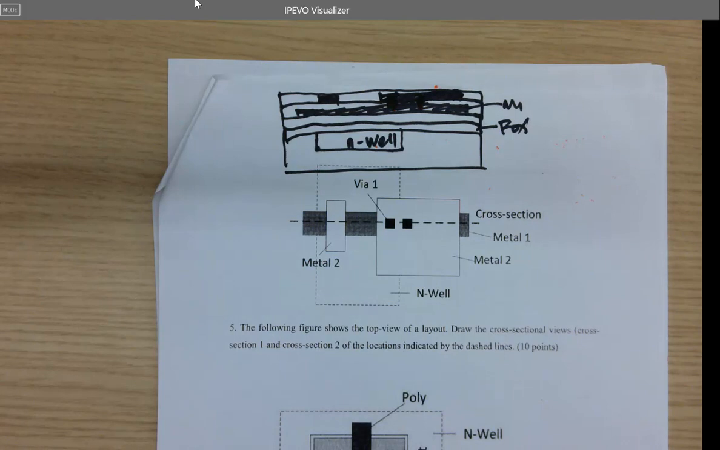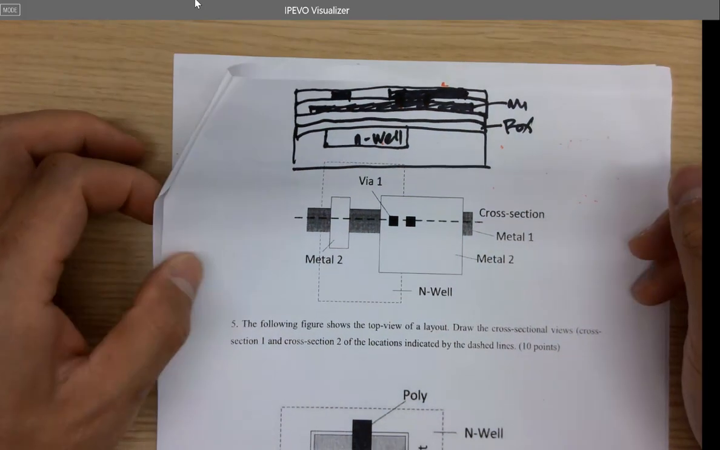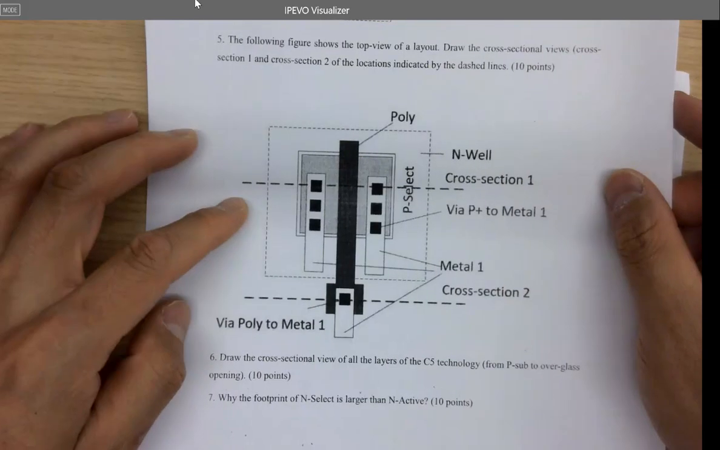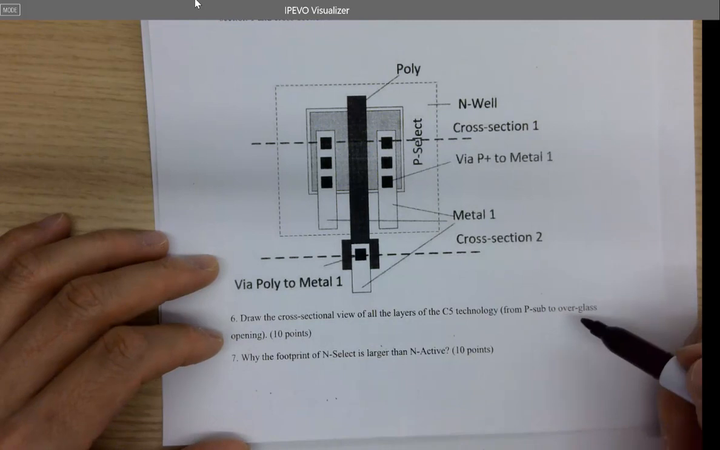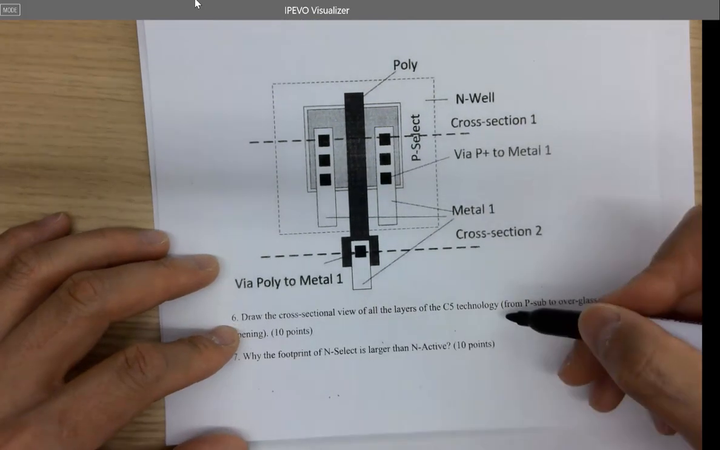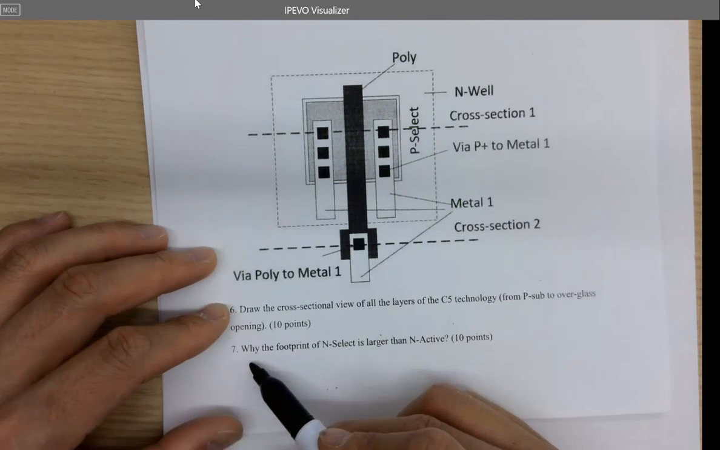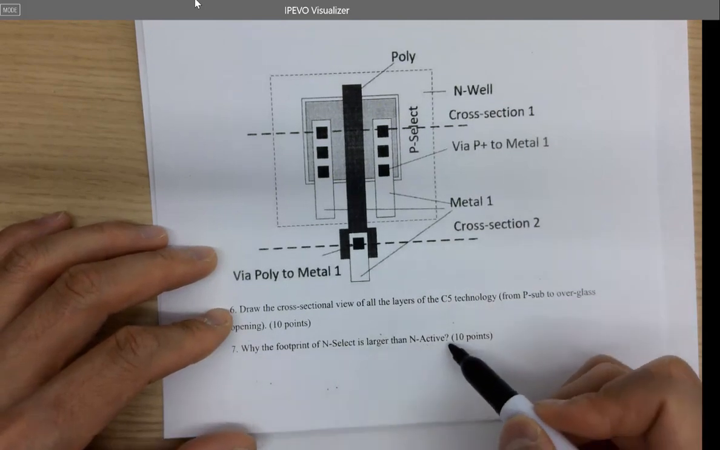Yeah, I'm gonna scan it on to the website. So I've done this. What about this? Just did it with all the layers, right? It's pretty simple. And why is the footprint of the n-select larger than the n-active?